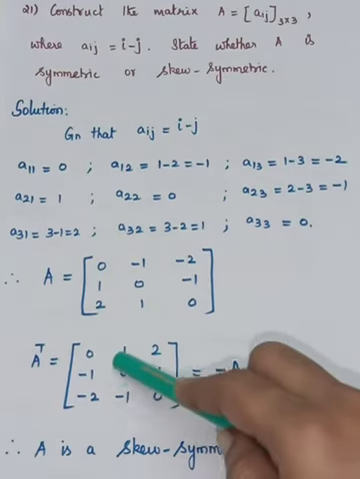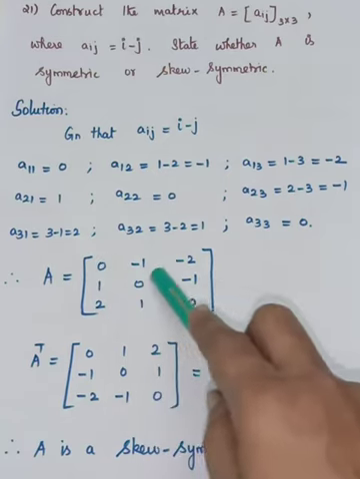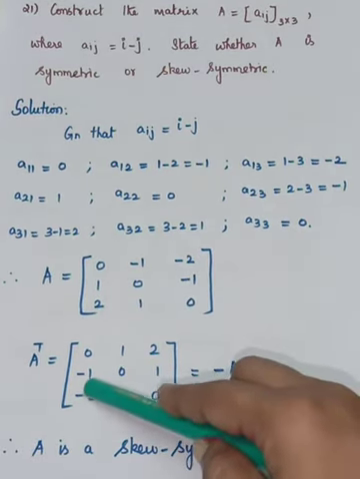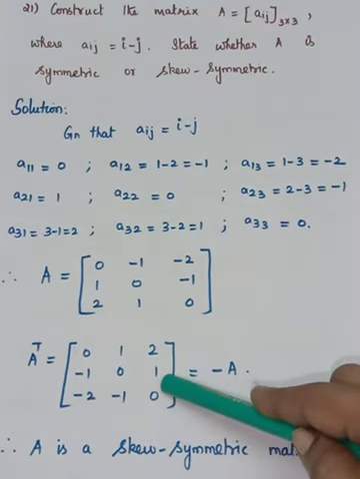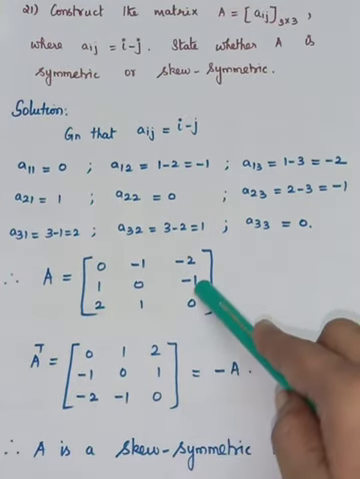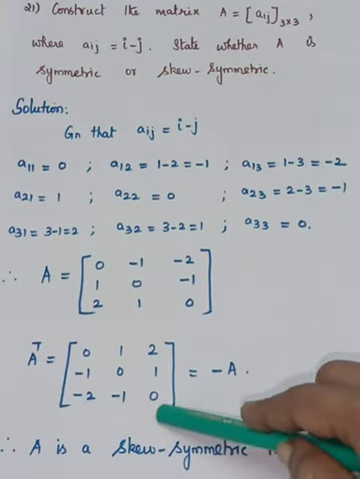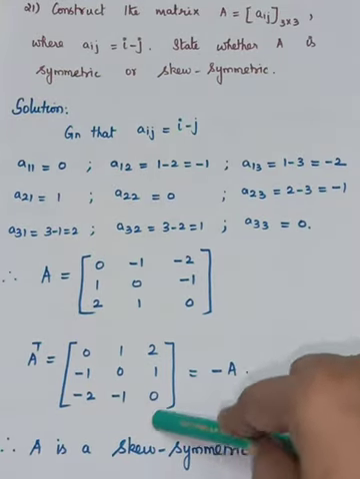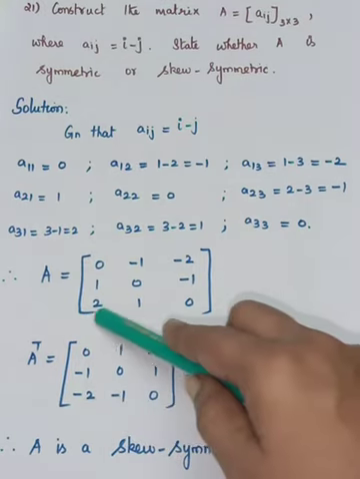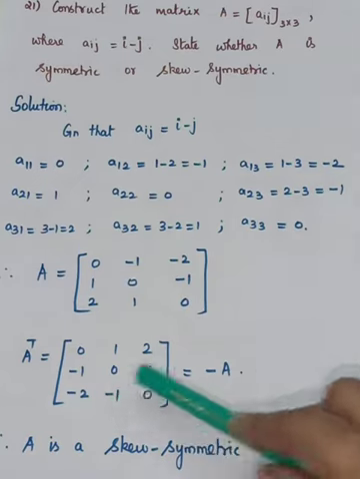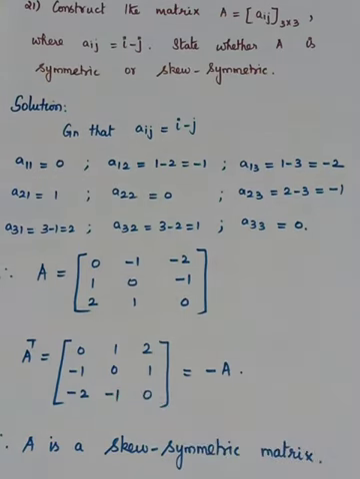first row will be 0, minus 1, minus 2. That is the first row of A. If you take minus out from the second row of A transpose, it is 1, 0, minus 1. That is the second row of A. And if you take minus out from the third row of A transpose, it is 2, 1, 0. That is the third row of A. So A transpose is equal to minus A. A transpose is equal to minus A means A is a skew symmetric matrix.